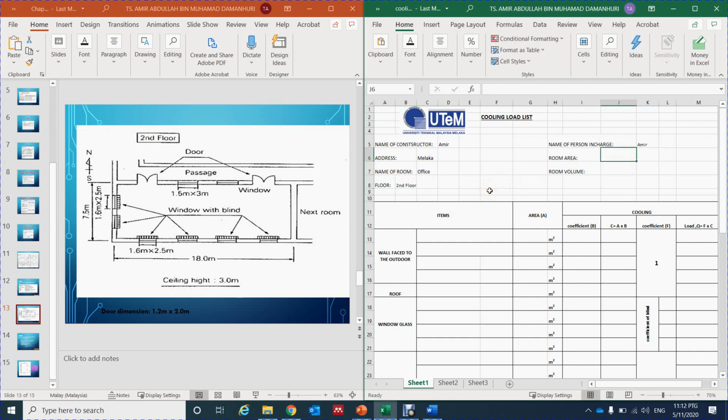The room area, how much did we get here? The room area is 7.5 times 18 meter. So we got about 135. And then how can we get the room volume? 135, and then they have the ceiling height there. Ceiling height will be referred to the height from the floor to the ceiling. 135 times 3. So we can get 405 meter cube. So this is meter square, so this is meter cube.